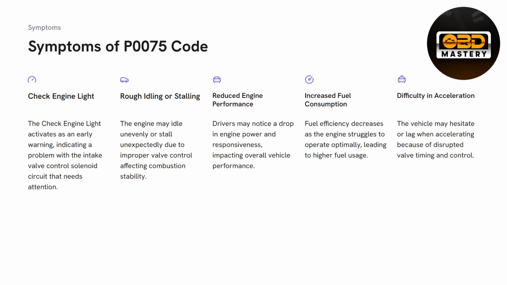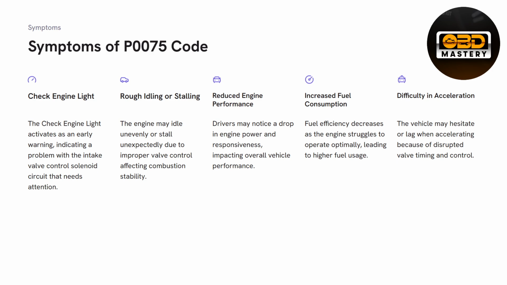Engine performance. The check engine light activates as an early warning, indicating a problem with the intake valve control solenoid circuit that needs attention. The engine may idle unevenly or stall unexpectedly due to improper valve control affecting combustion stability. Drivers may notice a drop in engine power and responsiveness, impacting overall vehicle performance. Check engine light. Rough idling or stalling. Reduced engine performance. Fuel efficiency decreases as the engine struggles to operate optimally, leading to higher fuel usage.